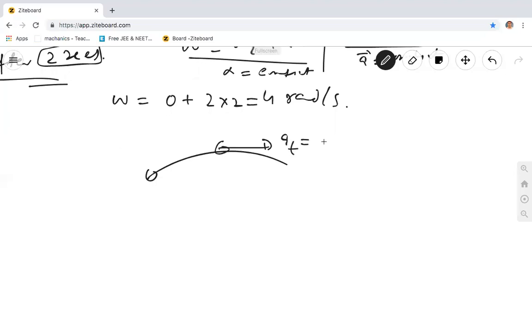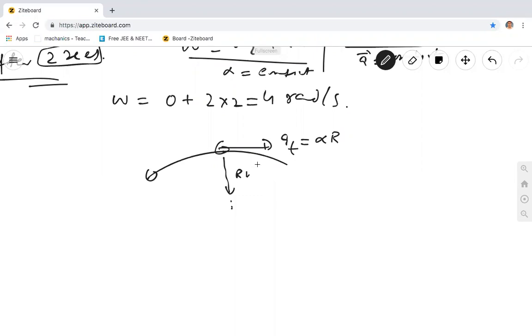Do you remember tangential acceleration is alpha r? If you have attended my lectures, then I have derived this equation. Tangential acceleration is alpha r, and centripetal acceleration towards the center of the circle, that is v square by r, or r omega square.